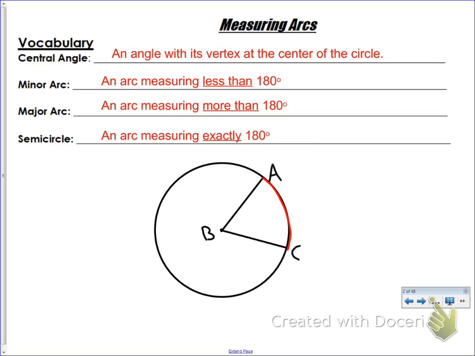Arcs can be put into one of three categories, similar to angles. A minor arc is an arc that has a measure of less than 180 degrees. We have a major arc, which has a measure that's more than 180 degrees. And then a semicircle is an arc that has exactly 180 degrees. So similar to acute, obtuse, and right angles in a triangle. Less than 180 is called a minor arc, more than 180 is called a major arc, and exactly 180 is called a semicircle.